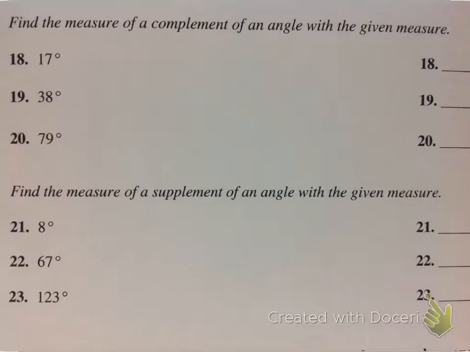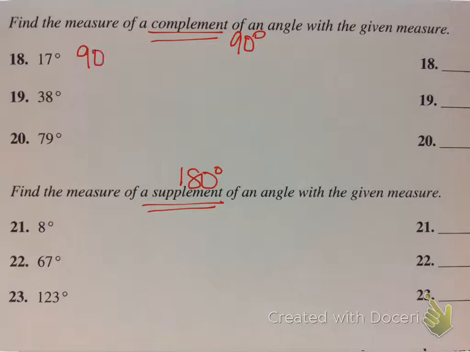Now let's look at complementary and supplementary. Complementary angles total 90 degrees. So that's the key number that we're going to be working with there. And supplementary angles total 180 degrees. So if you know one of the angle measures, you can find the other by using just basics.